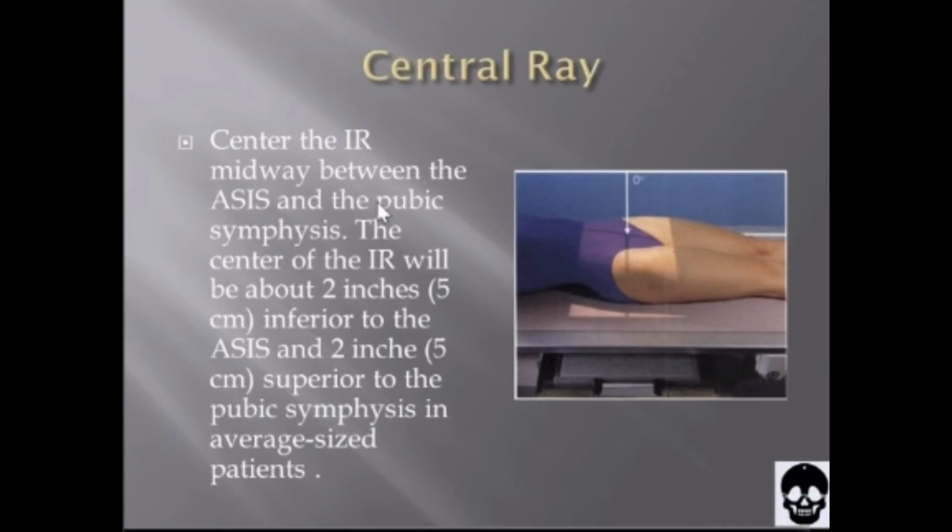Central ray. Center the IR midway between the ASIS and the pubic symphysis. The center of the IR will be about 2 inches or 5 centimeters inferior to the ASIS and 2 inches or 5 centimeters superior to the pubic symphysis in an average size patient. Use gonadal shield if it doesn't compromise the study.